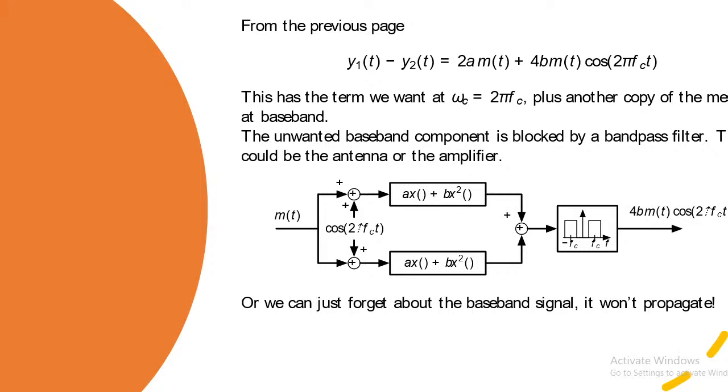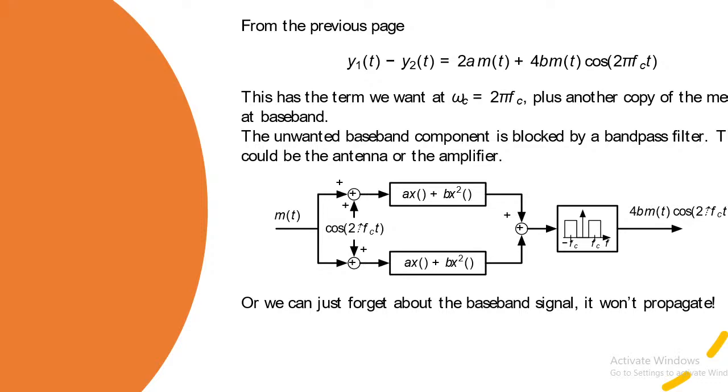We do not want this baseband component, so it is to be blocked. When you are transmitting, we do not want the 2a m(t) term. What you want to transmit is 4b m(t) cos(ω_c t). That is the modulated wave. In addition, we have this signal at the baseband that we do not want to transmit. How will you do that? We will simply use a bandpass filter around f_c and stop it.